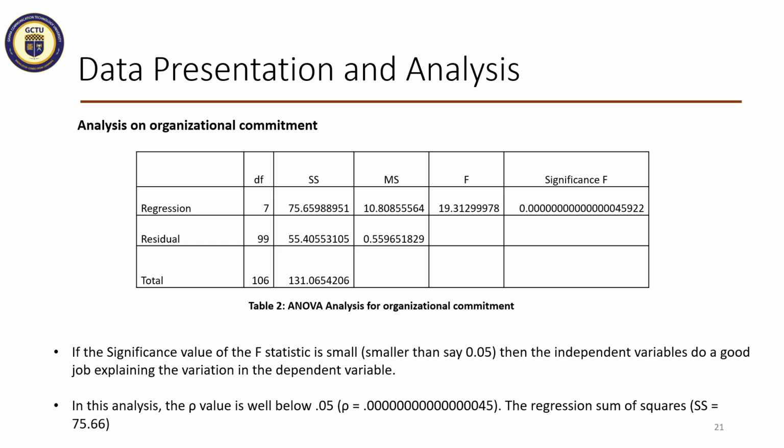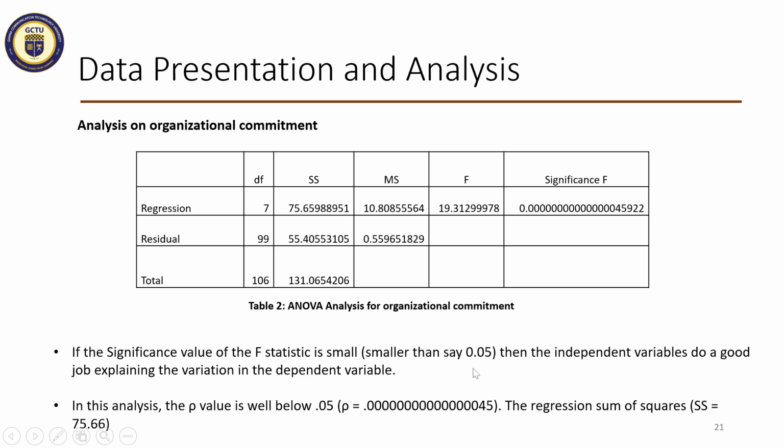Now, in our analysis, we discovered that this significance is very, very low. So, if it is very low, then it actually means that it is a good model that we have. So, in this analysis, the p-value is well below the 0.05, and it is actually 0.00000000045. And the regression sum of squares is 75.66. That's what we have over here, which shows that our model is good.